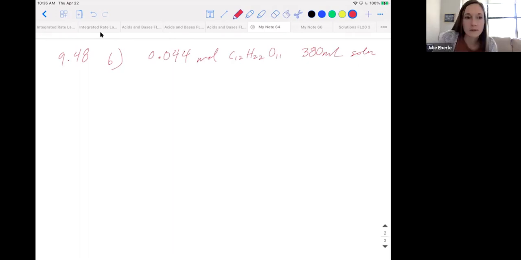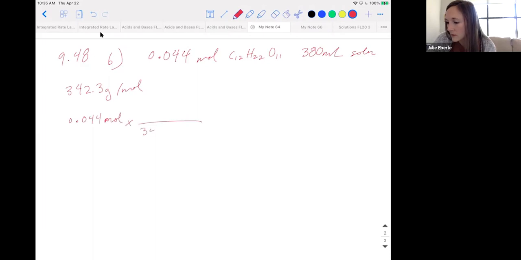I don't want to calculate this. It's 342.3 grams per mole. So we're going to take the 0.044 moles of sucrose, convert to 1 mole, and that is going to be equal to what? A very small number of grams.